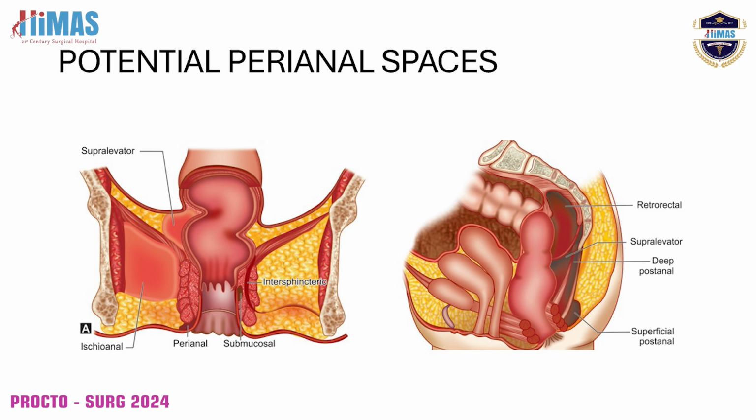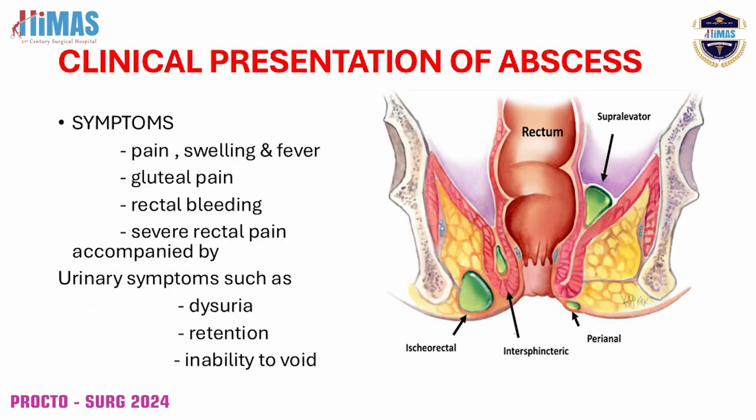So what symptoms will we see? Any abscess will have fever and pain, gluteal pain, because it is present in the rectal area. Rectal bleeding and rectal pain will be there, and sometimes it can be accompanied by dysuria, retention of urine, and inability to void. But if the abscess is in the intersphincteric area, it will have vague pain, and if the abscess is very small, it may not cause many symptoms, and we may treat it as a fissure. It mimics a fissure. So, like Harish told, when you treat a fissure and the patient's pain is not relieved, think of an underlying abscess.